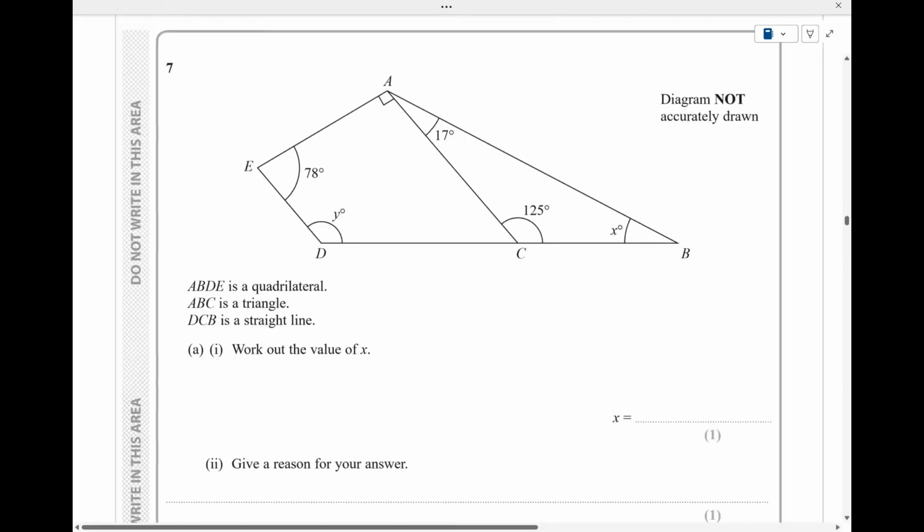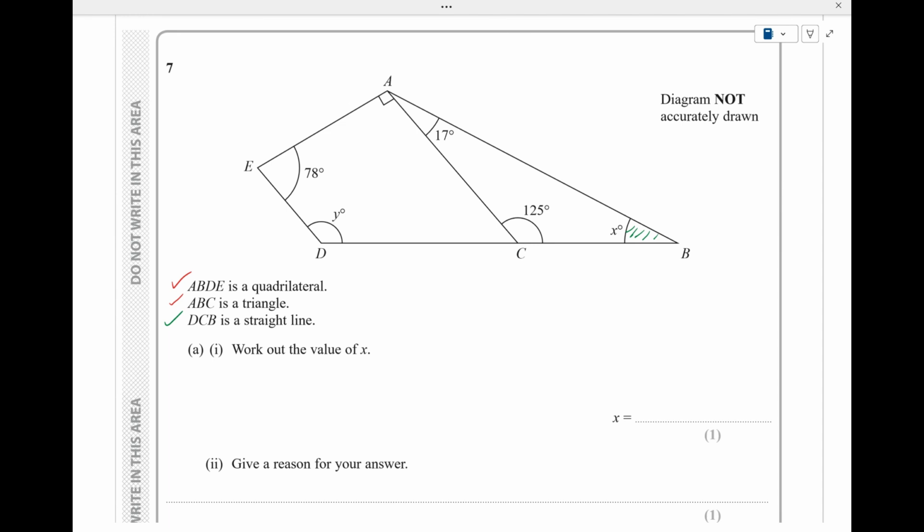Question 7. Now, in this question, we're told that ABDE is a quadrilateral. We're told that ABC, here's ABC, is a triangle. And we're told that DCB, here's DCB, is a straight line. So it's all as it looks, but it's always worth reading those words. Work out the value of x. Work out the value of this angle here.